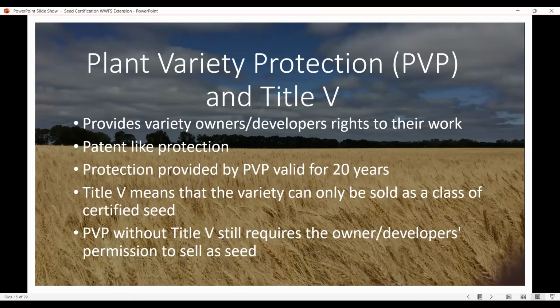Title V means that the variety can only be sold as a class of certified seed. There are some companies that choose to plant variety protect their varieties, but not use Title V. This gives them some leeway if they need to call in some other fields that may not have been eligible to start with for certification. We'll inspect them, considering they meet all the requirements, and then they can sell it. So it doesn't need to be certified in those cases. But you still need the owner or developer's permission to sell that seed.